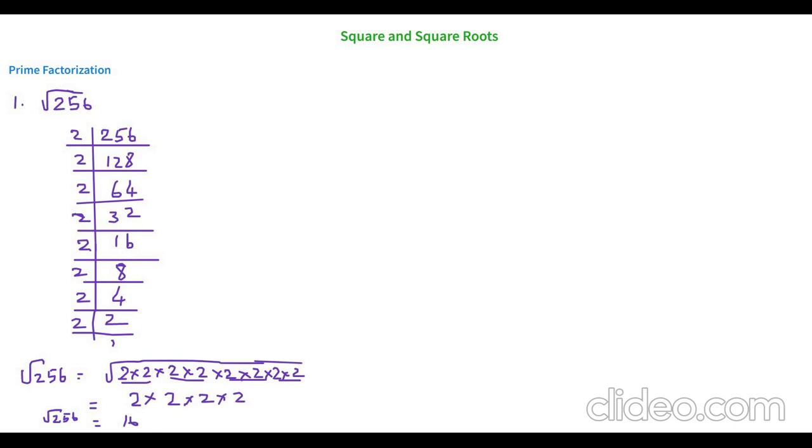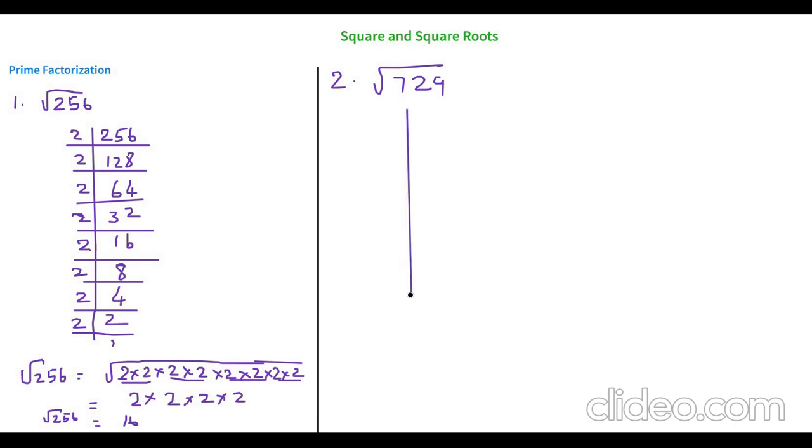Let's see another example. Our second example is: find the square root of 729. This is not divisible by 2 because it's not an even number. So let's see whether it is divisible by 3. I think you all know the divisibility test of 3: you sum up the digits. 7 plus 2 is 9, 9 plus 9 is 18, so this is divisible by 3. I've already explained this in my previous video; you can refer to it, and the link will be in the description.